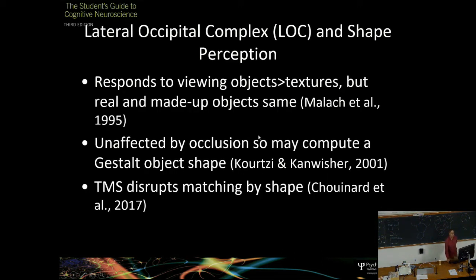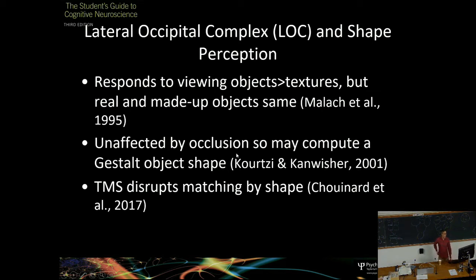There is another region that is particularly interested in shapes, but doesn't really care whether they're real shapes or made-up shapes. And this, to some extent, would be similar to your colour and your motion specialisation, but here for shape. So this lateral occipital complex, LOC, responds in fMRI to seeing an object more than a texture, but it doesn't care whether it's a real or a made-up object. So again, it's quite a basic description of them. But it is a little bit more sophisticated than that.